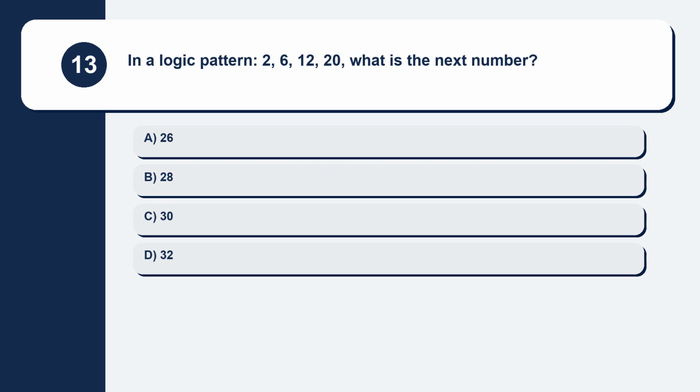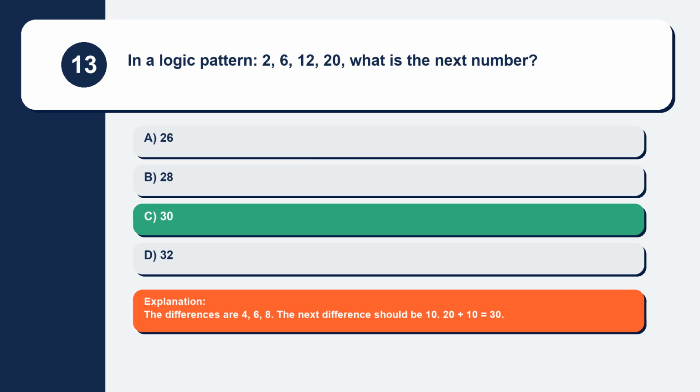Question 13. In a logic pattern 2, 6, 12, 20, what is the next number? 26, 28, 30, 32. The differences are 4, 6, 8. The next difference should be 10. 20 plus 10 equals 30.